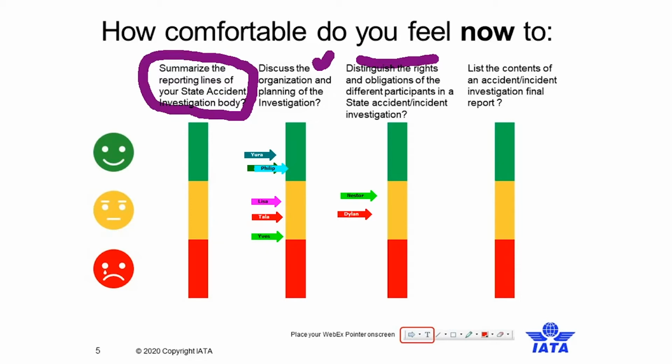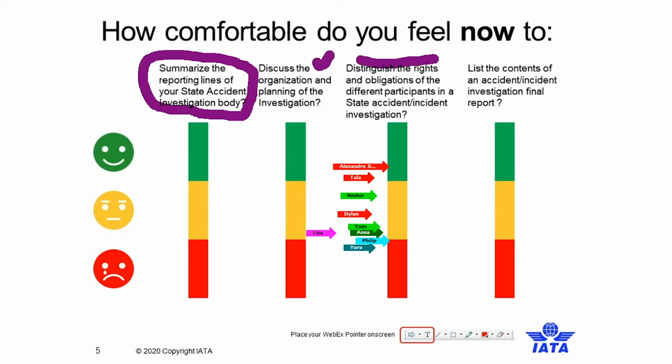So these are the state of occurrence, state of registry, state of manufacture, state of design. Do you know their rights and obligations? Okay, fantastic. Alexandra is feeling very confident, good. And most of you are in the middle, and Carla is feeling very confident as well. Perfect, really good. Thank you, guys.